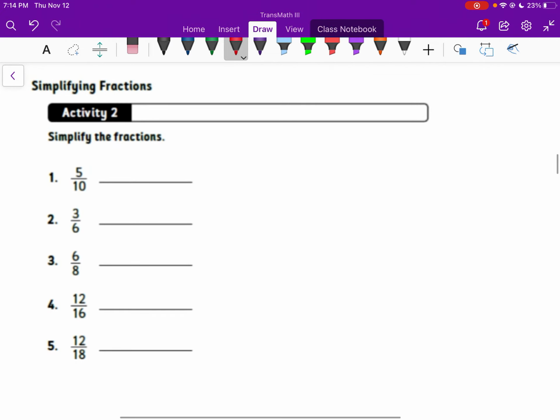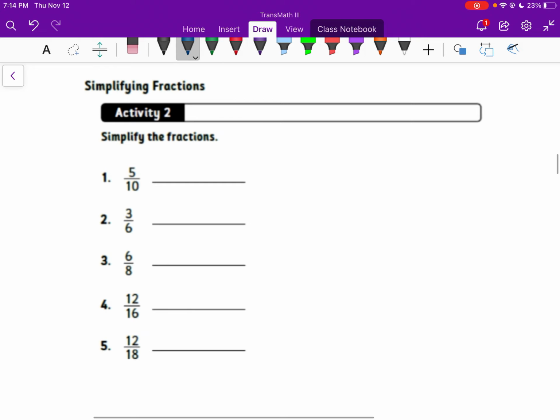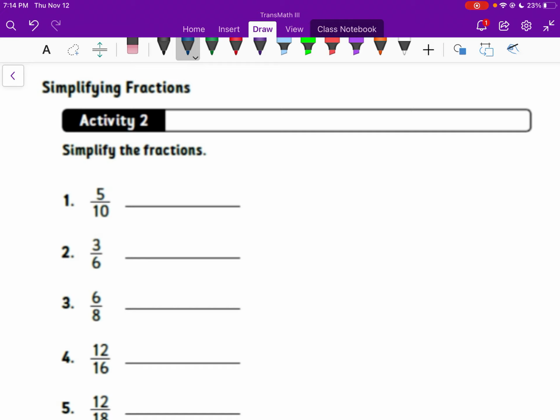Activity 2 on our skills maintenance, simplifying fractions. This is something we will need moving forward for our rate problems. We have done this before, so when we look at 5 and 10, we've got to think of a number that goes into both 5 and 10. So we're going to figure out our factors of 5. What numbers can I count by and get 5? In this case, it's 1 and 5. So I'll start here. Does 5 go into 10? Yes, it does. So I'm going to divide both top and bottom by 5, which will give us 1 over 2.